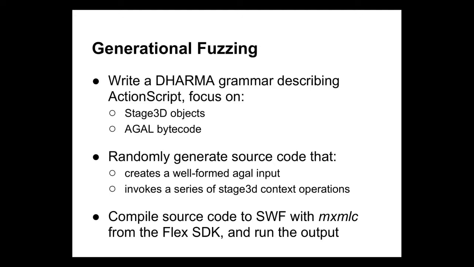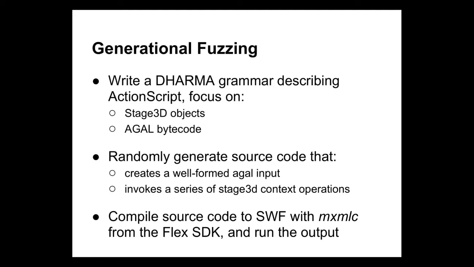So what I've done is write a grammar to describe Stage3D invocations in ActionScript, and also the bytecode. It was actually quite a straightforward grammar to write, only a few hours. At that point, I could just randomly generate ActionScript source code, and I knew it was well-formed, because my grammar was well-formed. Obviously, I had a few bugs in my grammar at first, but it applies equally to writing content through graphics instead of writing source code.